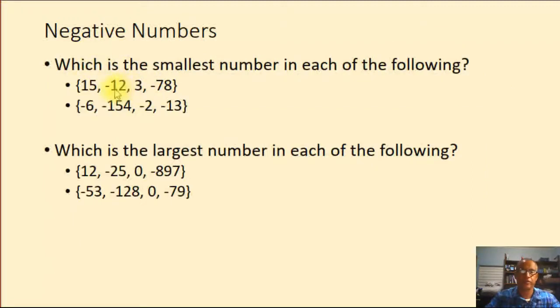Which of these is the smallest number? We look for the most negative, and so that's minus 78, and here it's minus 154. And then over here, what is the largest number? It's 12. That's the most positive. That's the furthest to the right on the number line. And here is 0. Sometimes students get trapped by this, so be careful, right? This is the number that's farthest to the right on the number line.